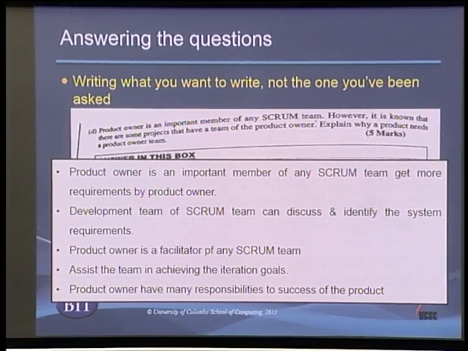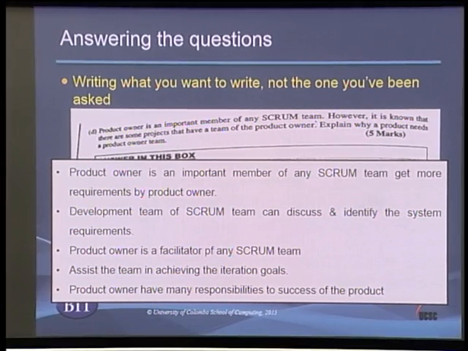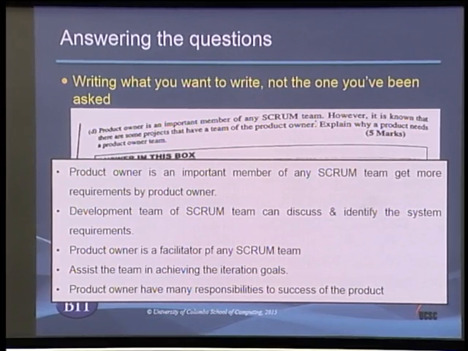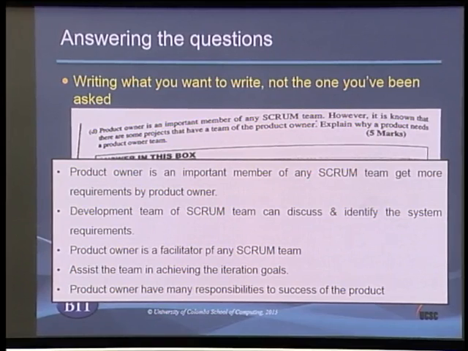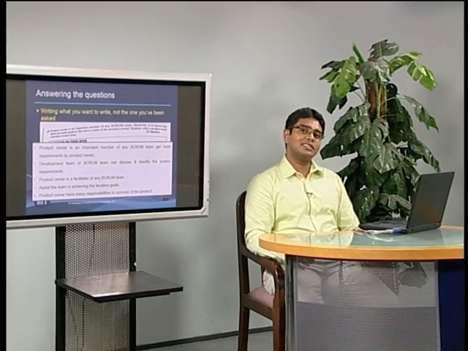Product owner is a facilitator of any Scrum team, assist the team in achieving iteration goals. Product owner have many responsibilities to the success of the project. Here again, he is talking about product owner, not the product owner team. So for this type of answers, you are getting 0 marks.